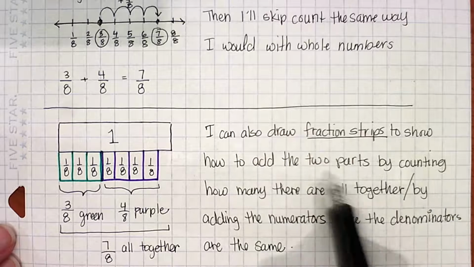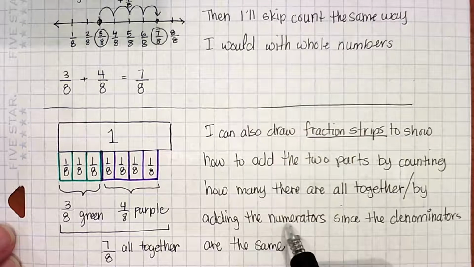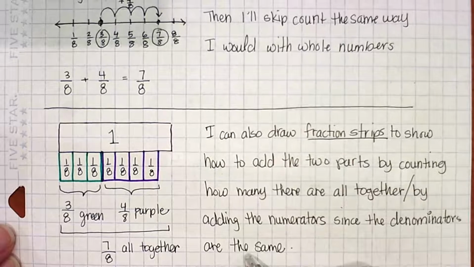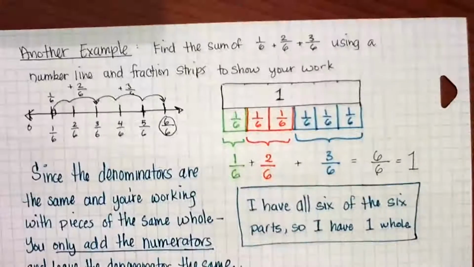So we have to add the parts by counting how many there are altogether, or by adding the numerators. Since the denominator is the same, we keep that common denominator. The only thing that's changing is our numerator. All right, let's take a look at another example.